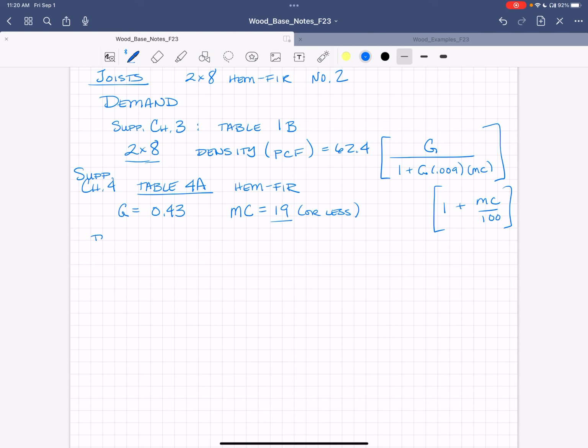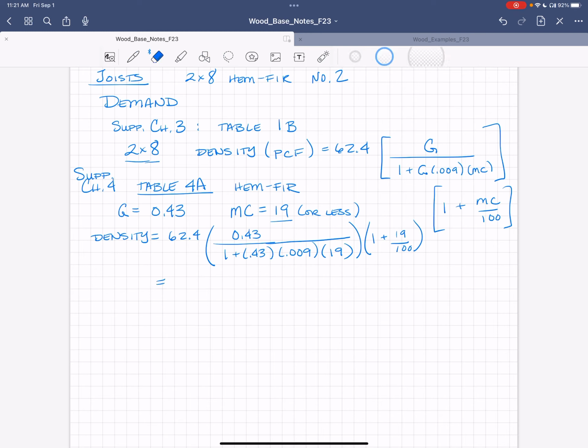So then we get density equals 62.4, and then I'm going to have G, 0.43, over 1 plus 0.43 times 0.009 times the moisture content, and just watch your units with what the equation exactly says. And then I get 1 plus 19 over 100. And I come out of there with a density of 29.7 pounds per cubic foot.